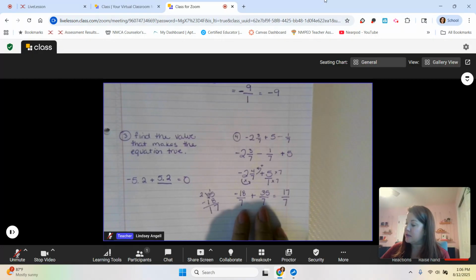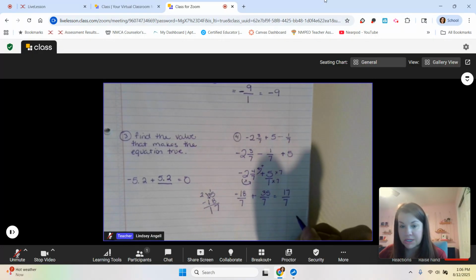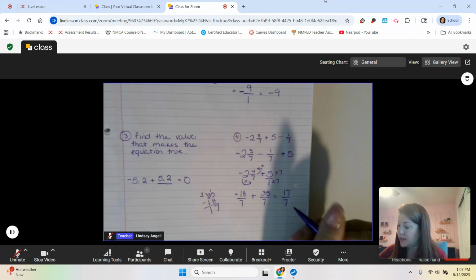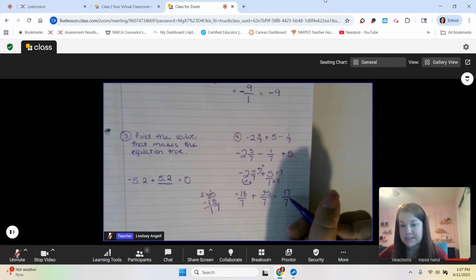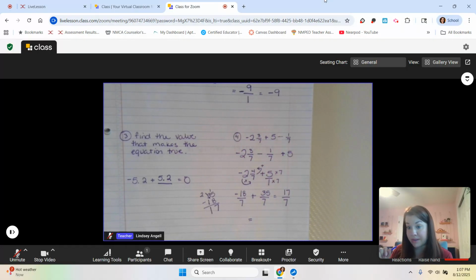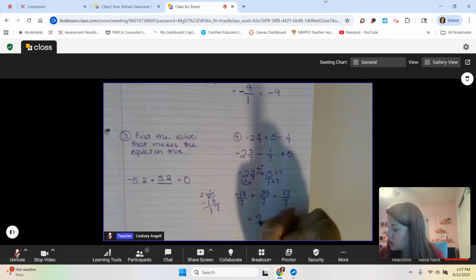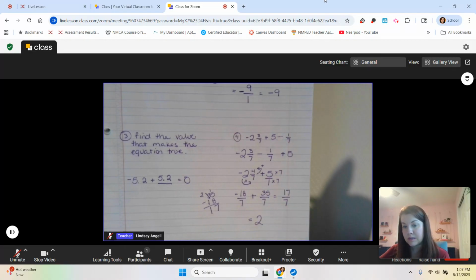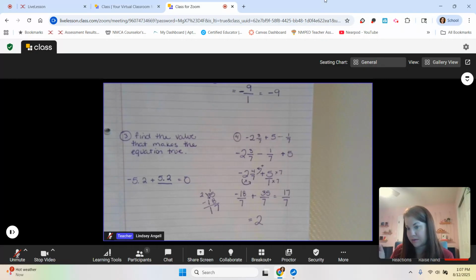And now I just need to convert it into a mixed number. So I need to think to myself, well, how many times does 7 go into 17? Okay, you can just count by sevens, right? We got 7, 14, 21. Ooh, 21 is too high. So I was only able to use 2 sevens before going over. And that got me to 14.